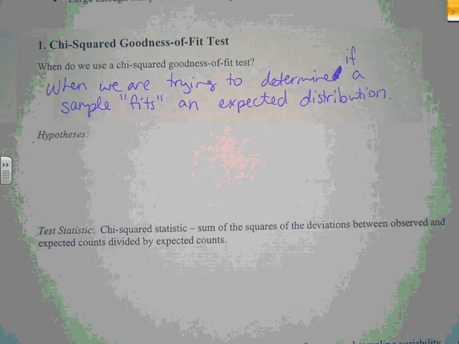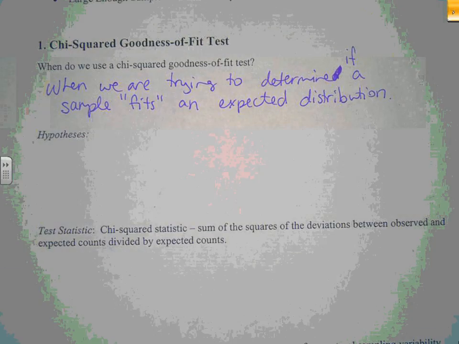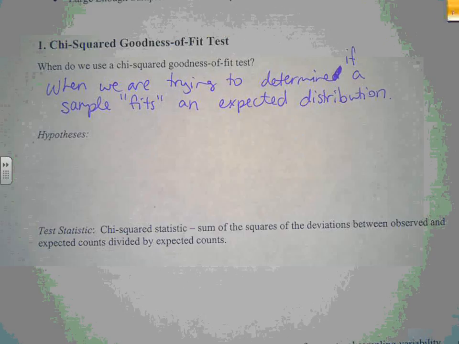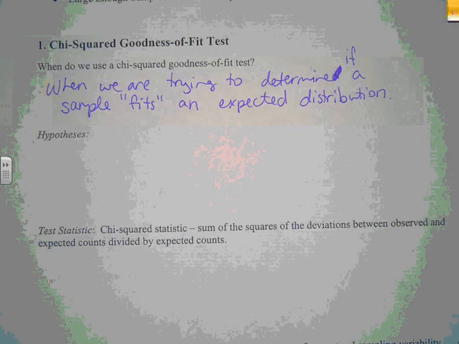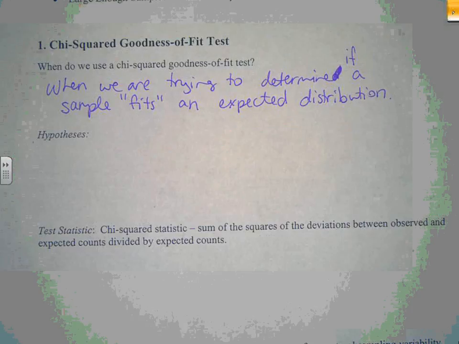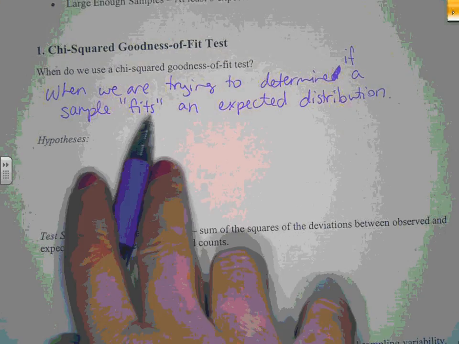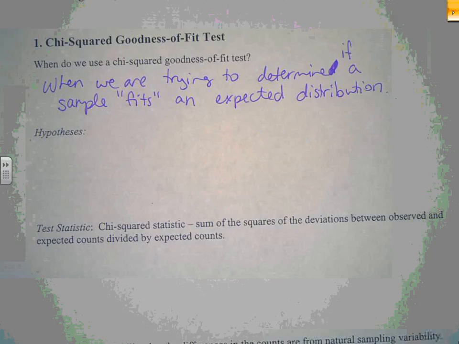Yesterday when we looked at the M&Ms, we had what the company told us, what percent they said were green, what percent they said were brown. That's what we would expect to see in a sample, because that's what the company says they make. And then we had our one sample, and we were trying to see how well it fit what we expected. That's when you use a goodness of fit test.